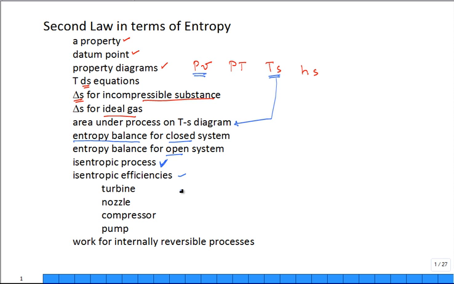And then we'll talk about efficiencies. We can compare how well a turbine does to the perfect, frictionless, completely reversible turbine. So we'll have isentropic efficiencies for a turbine, for a nozzle, for a compressor, for a pump. They're very similar, but we have efficiency measures. And then we'll talk about something very abstract at the very end. We'll talk about the heat and work transfer for an internally reversible process where you have flow through a device.